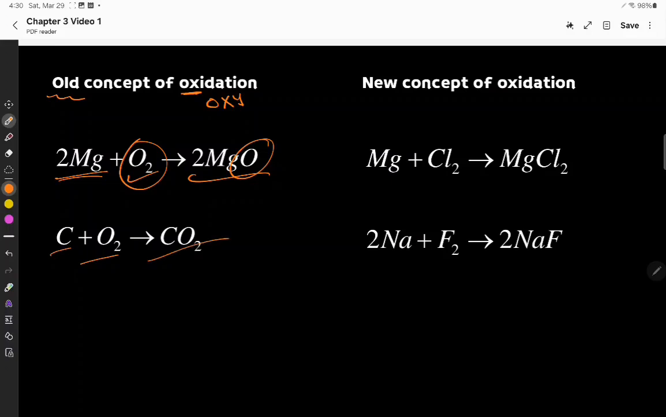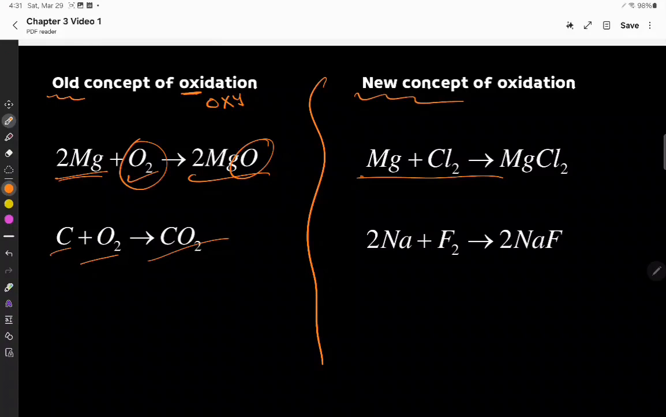Old concept of oxidation. The new concept means oxidation is losing electrons and reduction is gaining electrons. Magnesium lost electrons, chlorine gained. So what happened to magnesium? Oxidation. So here, as we can see, there is no oxygen in the equation. This is the new concept of oxidation.